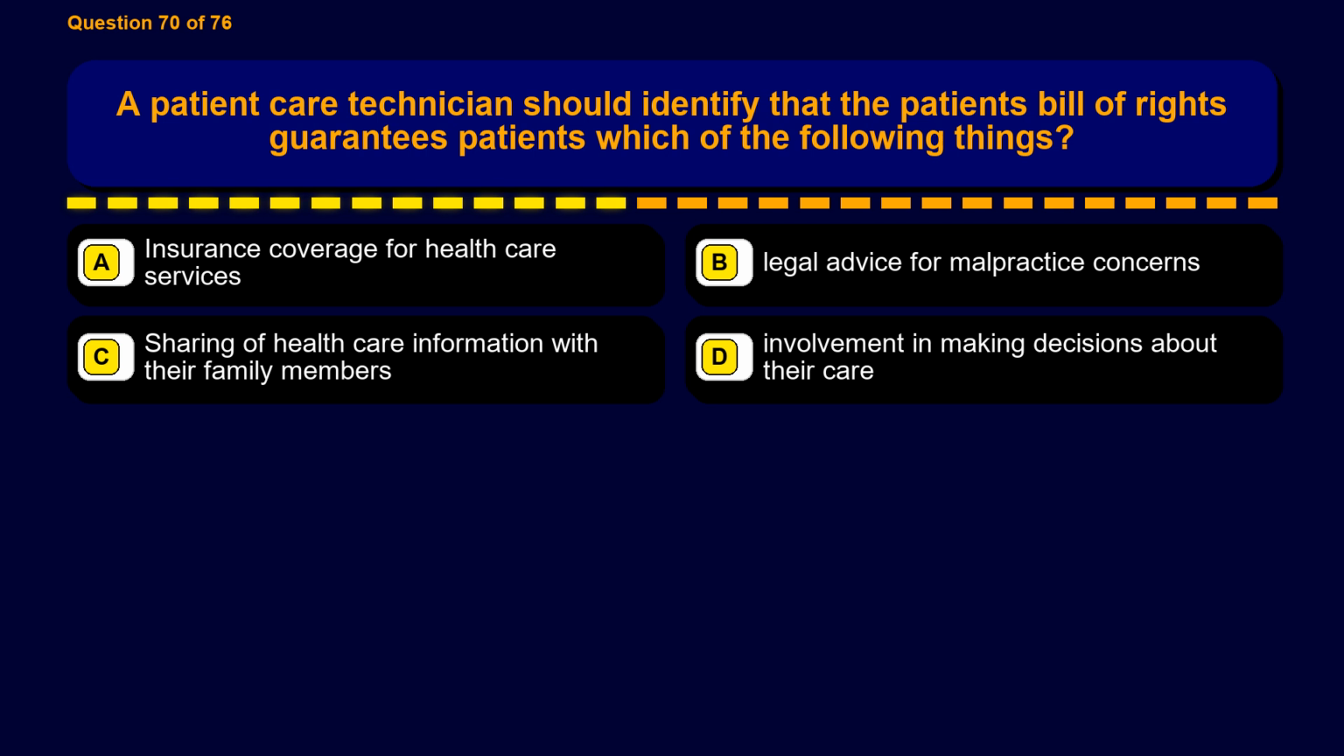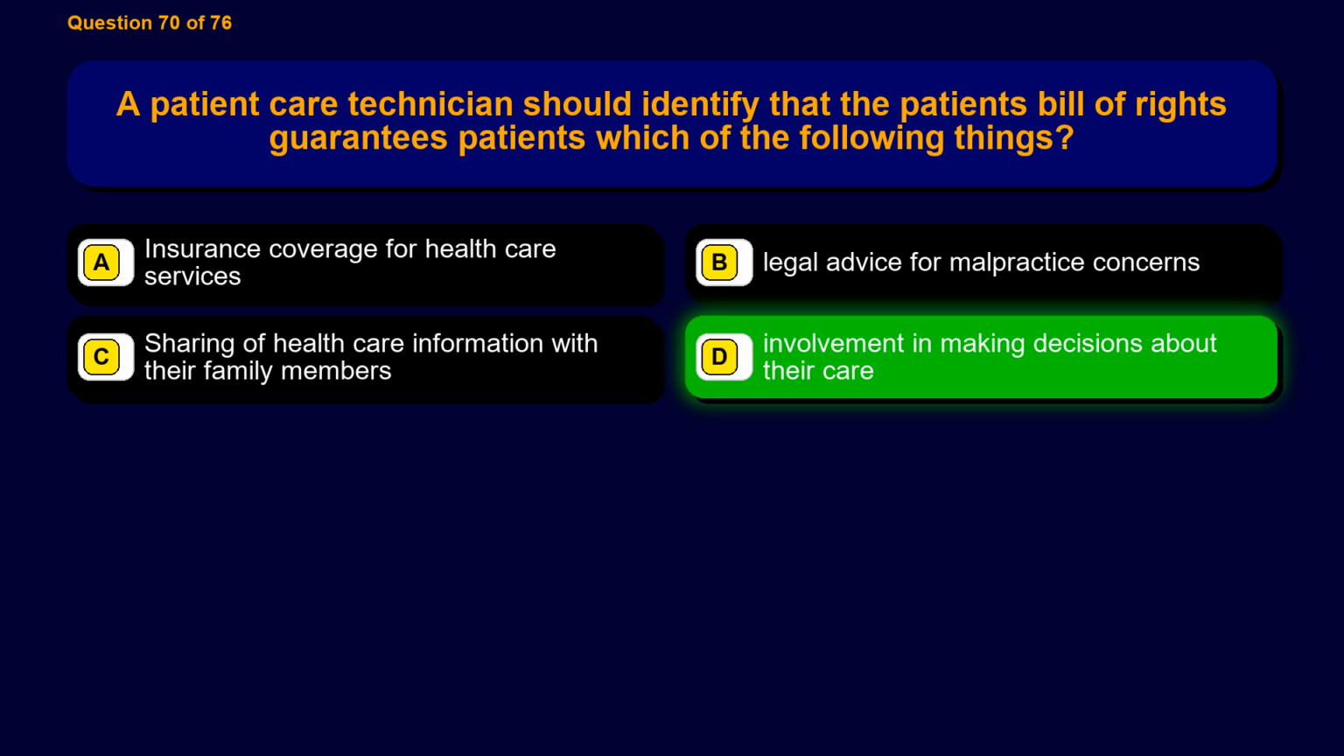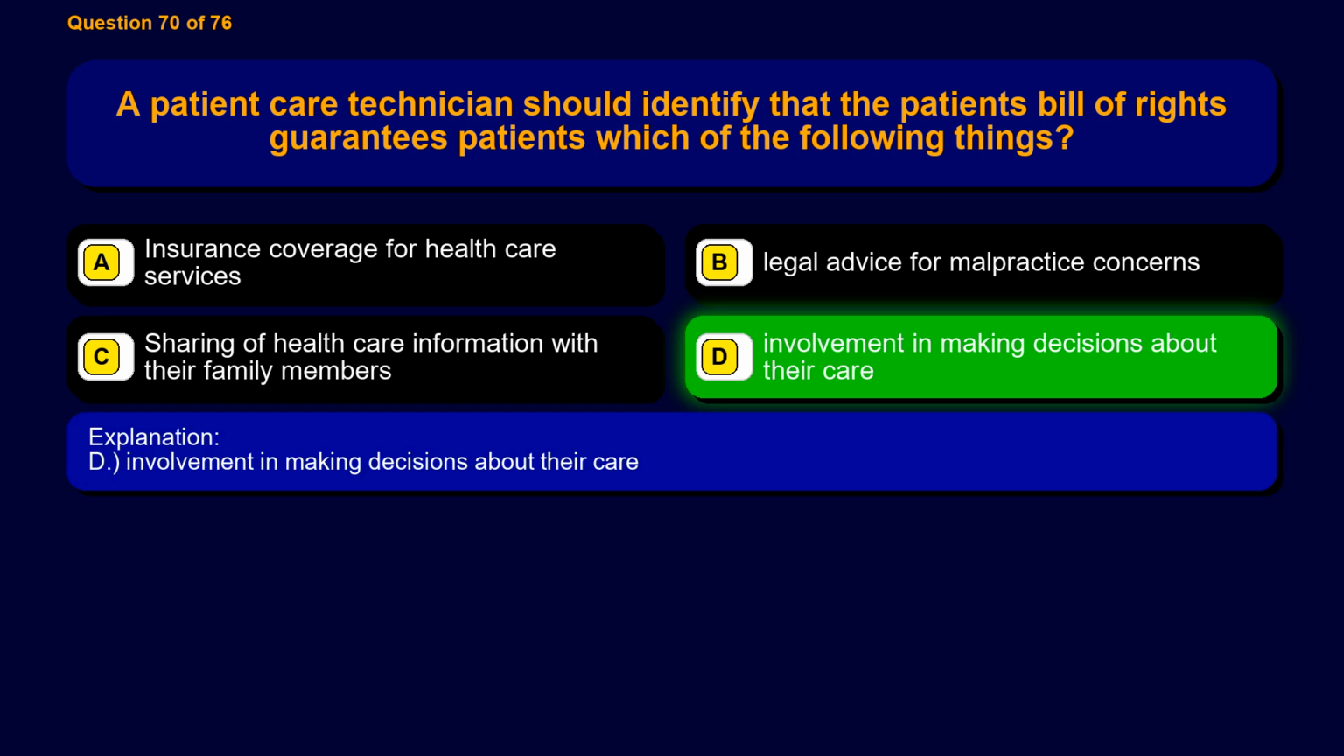Option B. Legal advice for malpractice concerns. Option C. Sharing of healthcare information with their family members. Option D. Involvement in making decisions about their care. The correct answer is option D. Involvement in making decisions about their care.